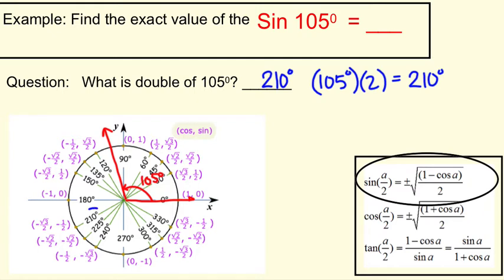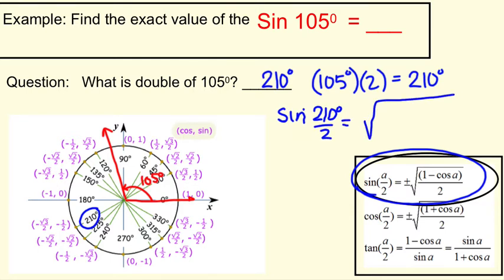So if you notice down here, here's 210 degrees. We have that on our unit circle. Now we're going to choose the appropriate formula. In this case, our sine is right here. The sine of 210 degrees over 2, which is 105 degrees, equals the square root, and I'm going to talk about the plus or minus in just a minute, of 1 minus the cosine of 210. Be careful there that you're doing 210, not 105.